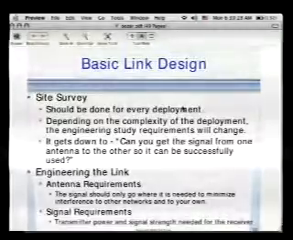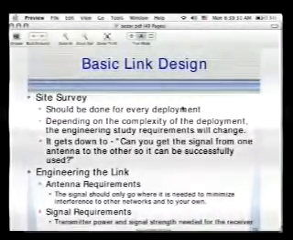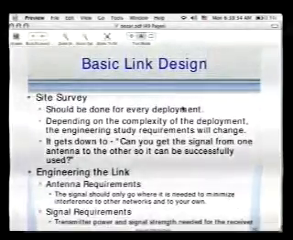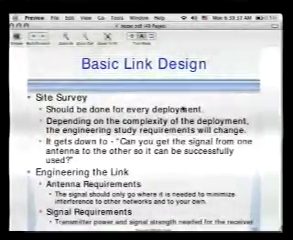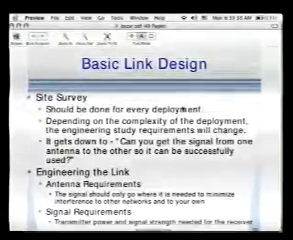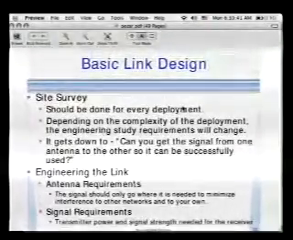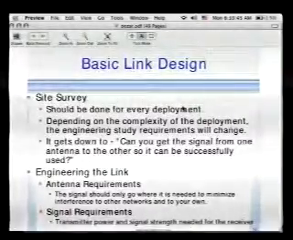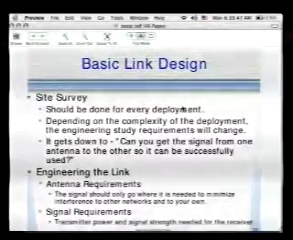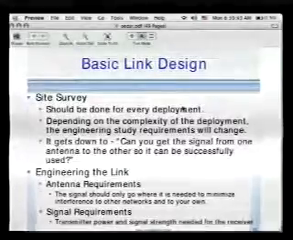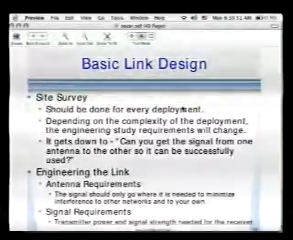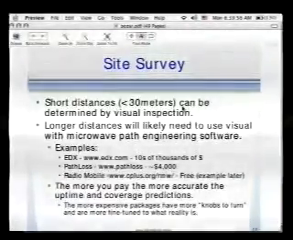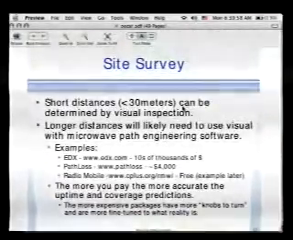Antenna requirements. This defines gain as well as shaping the beam to be able to get from one point to another. For instance, if I'm going to be doing point-to-point, I want a very narrow beam. If I'm going to be doing point-to-multipoint, I may want a very broad beam. We're going to talk about that a little bit later too. Signal requirements: transmitter power and signal strength needed for the receiver. So how much signal does the receiver need to be able to actually decode that RF?